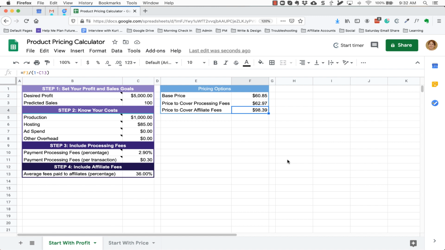$98.39. And I would round these up. So I wouldn't say $62.97, I would say $67. I probably wouldn't say $98.39, I would say maybe $127. Because I would just round up. Okay, so that's how you would work through this if you want to start from the place of how much profit do you want to make on this product.